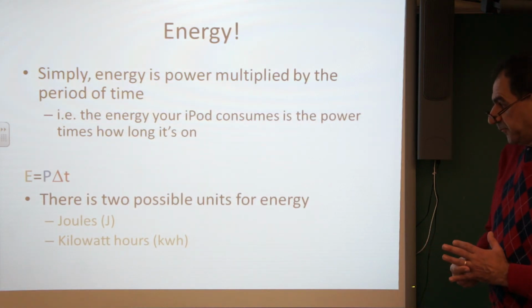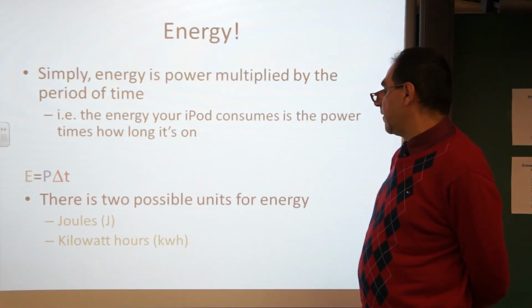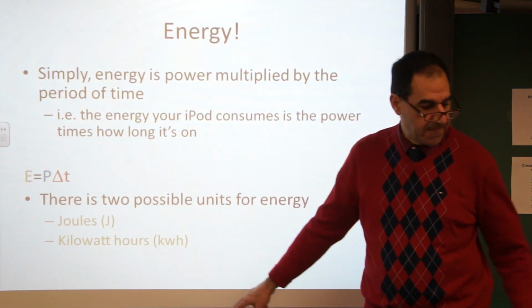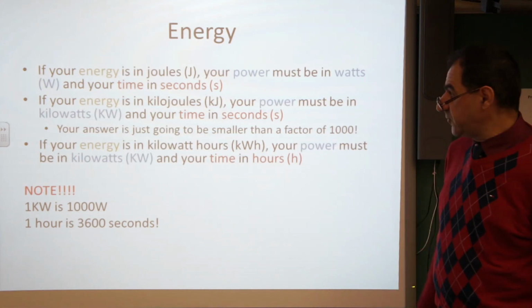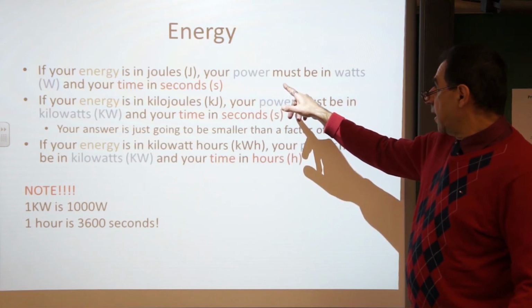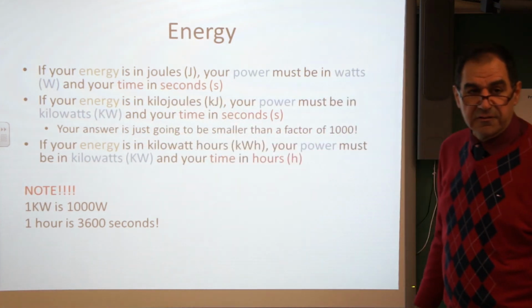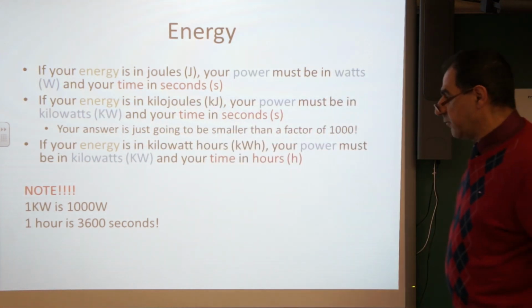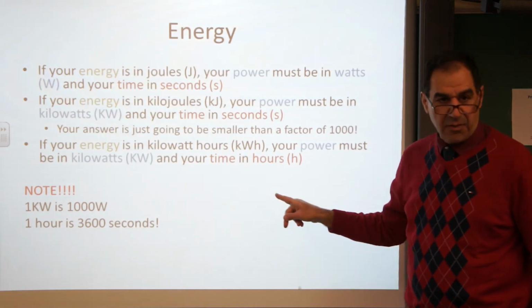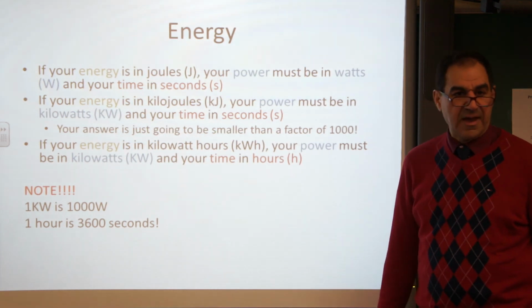Finally, let's look at energy. Energy is equal to power times time. The possible units for energy are either joules or kilowatt hours. So energy in joules is equal to power in watts times time in seconds. So joules is equal to watts times seconds. Or, what you would normally see also, kilowatt hours is equal to kilowatts times hours. Remember that 1 kilowatt is 1,000 watts and 1 hour is 3,600 seconds.